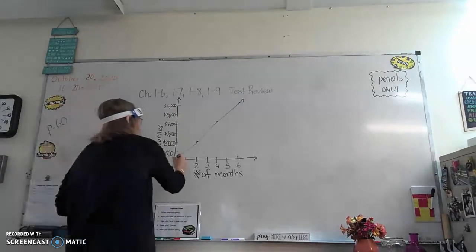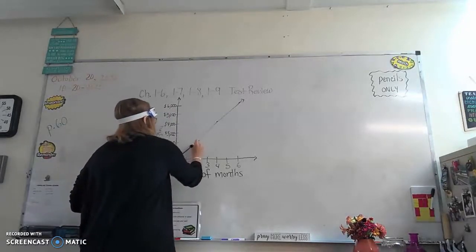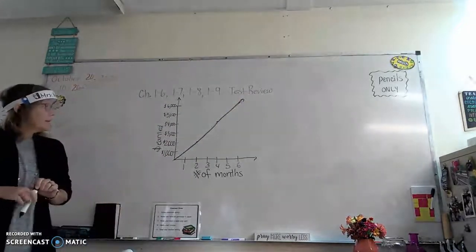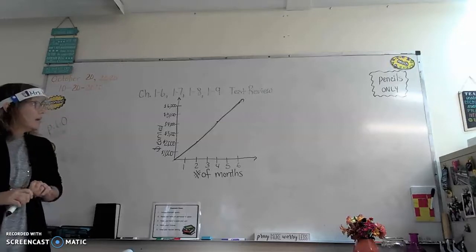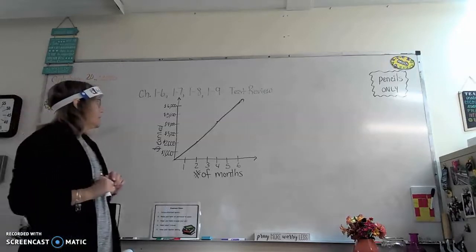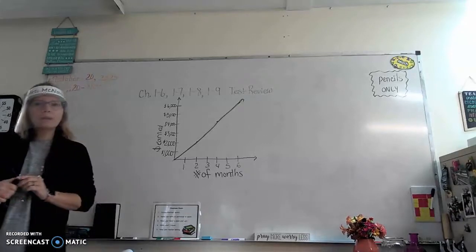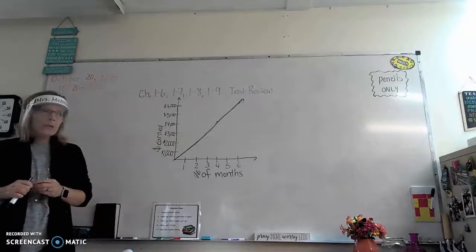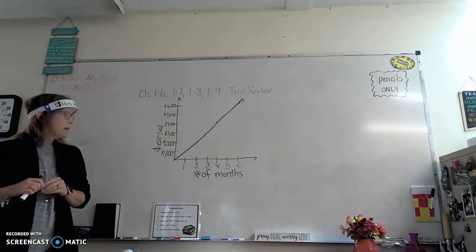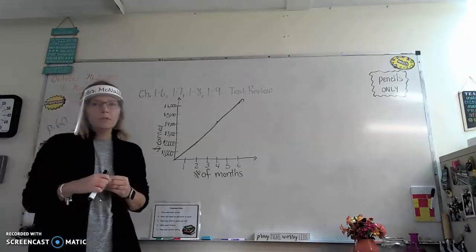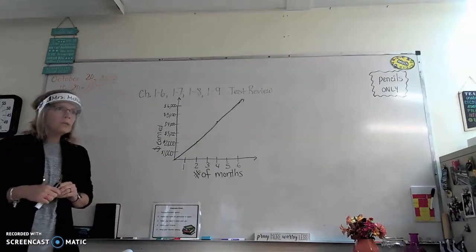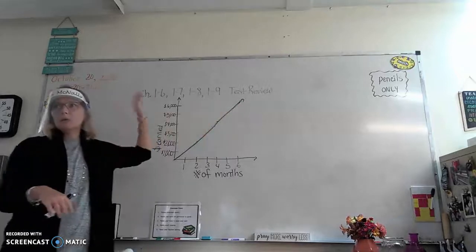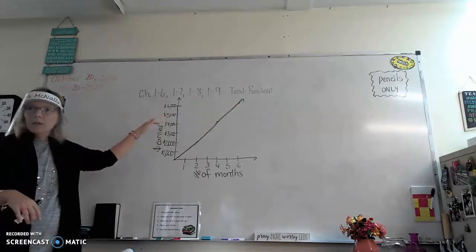So it might say, I'm just going to make this darker. Sorry, pretend like that's straight. But it might say, in 5 months, they earned $5,000. True or false? True. In 3 months, they earned $1,000. True or false? False. So you're going to have to use the information and the line drawn to answer questions. Does that make sense? Okay.